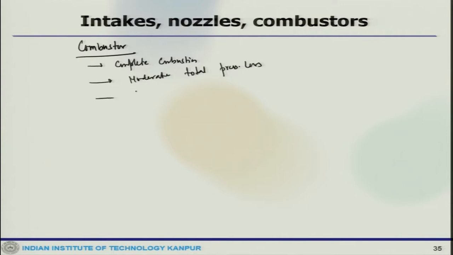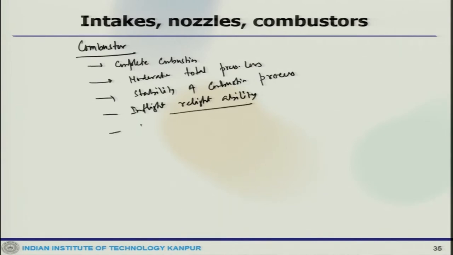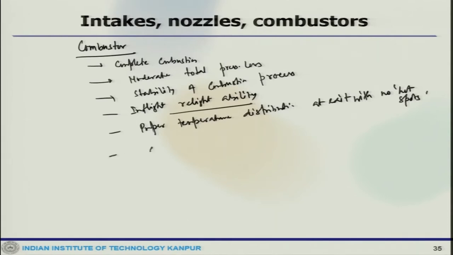Then stability of the combustion process, then in-flight reliability. This is very, very important. Then proper temperature distribution at exit with no hot spots. Then short length and small cross section.